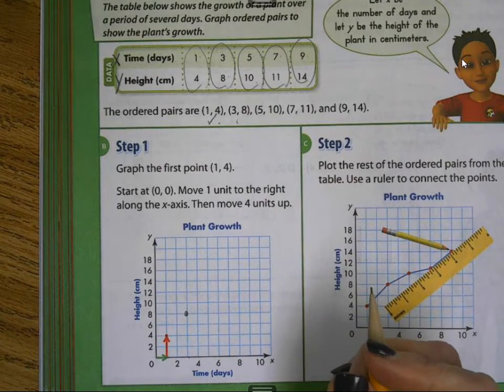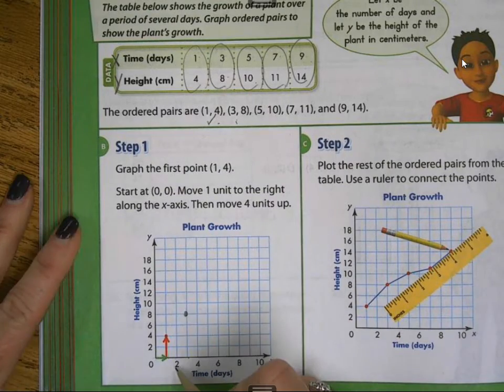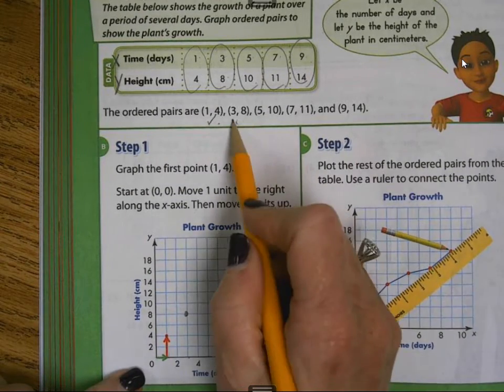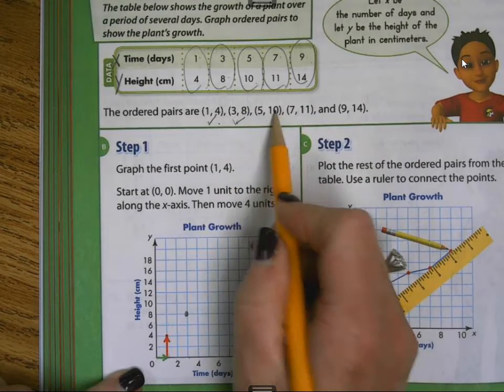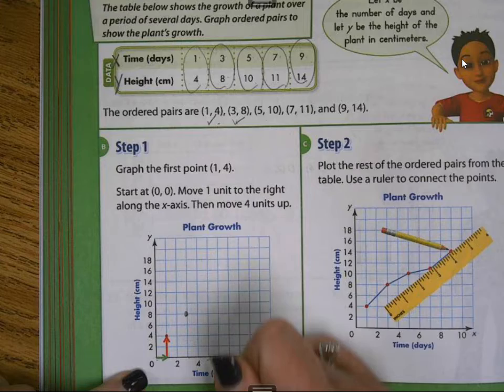All right, think about that a minute. All right, our next ordered pair, we are going to go over, we'll cross that one, 5 and up 10. So over to the 5, up to the 10.